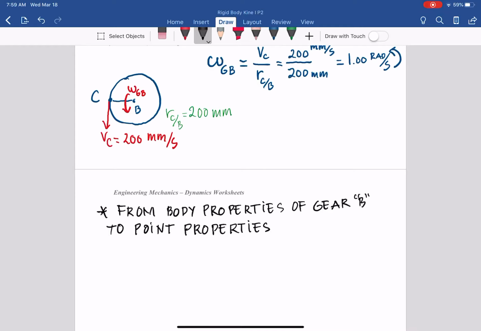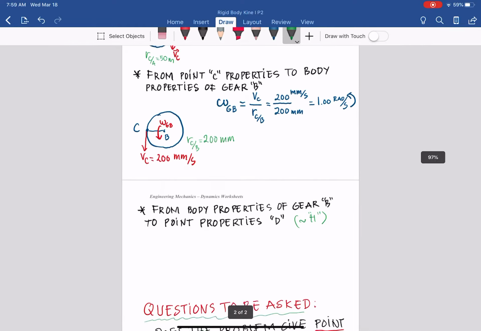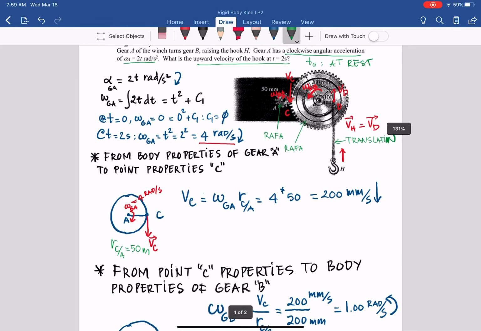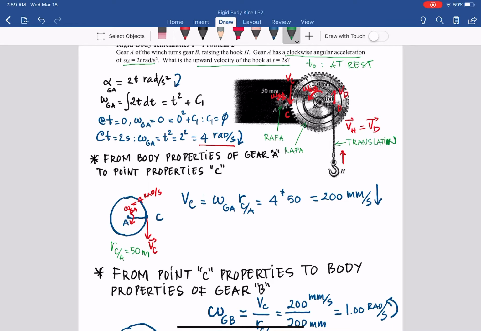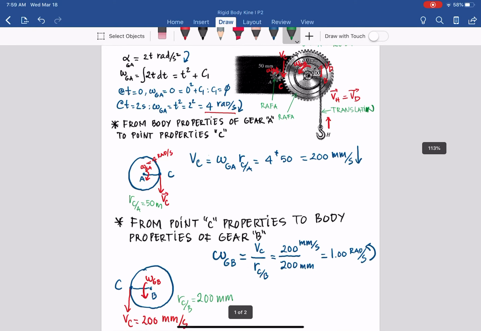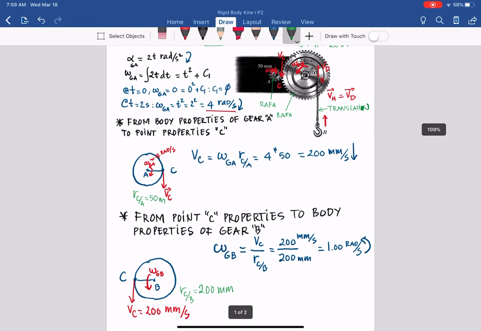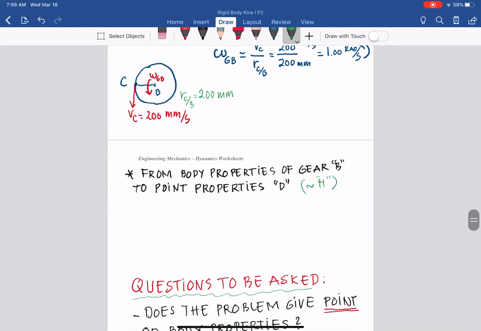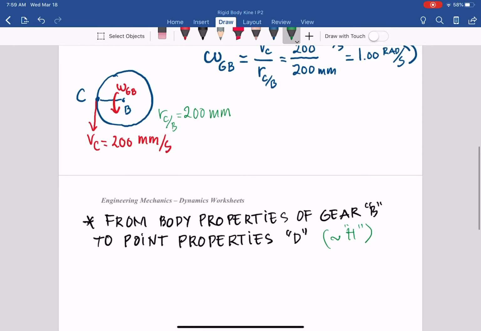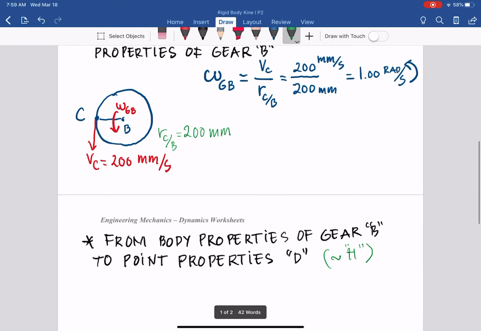In this case, the point D, point property D. And D here is also the same as point H, because the hook and the rope translate vertically, and in that motion it is a translation. So the velocity and acceleration on that same body have to be the same. So with that we can start from point D, and you can see it is on the same body, gear B.